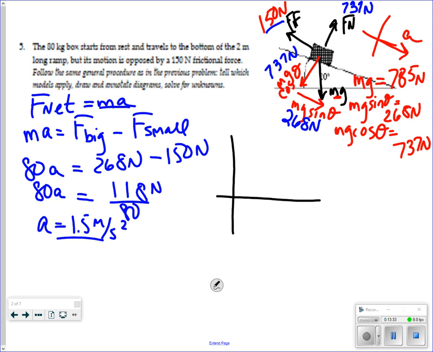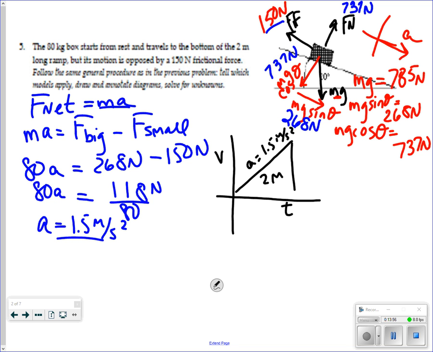So again, what's my best graph? My velocity time graph. I am looking at an object that is beginning from rest and it is headed down the hill. And while it is being opposed by friction force, which is fine, I know the slope of the line is still 1.5 meters per second squared. I also know the length of the ramp is still 2 meters. So I've got that going for me.